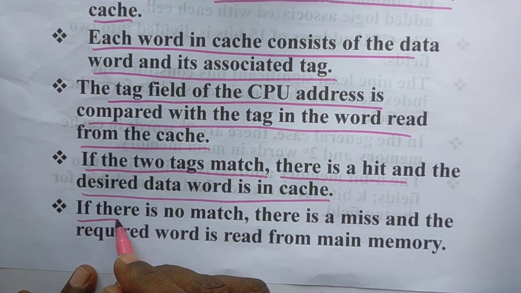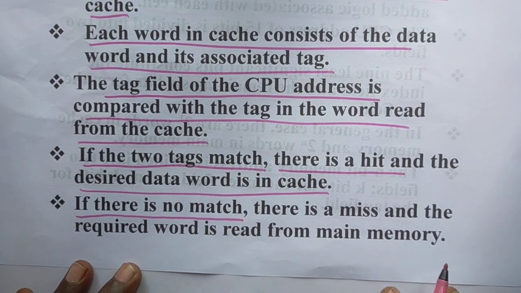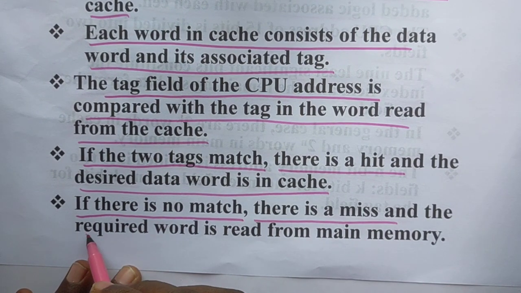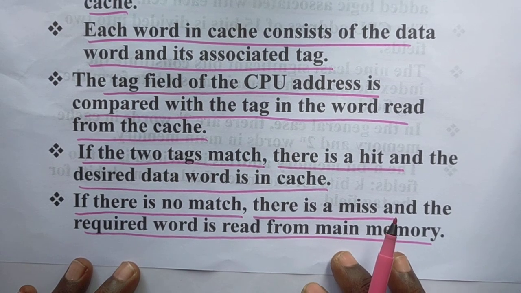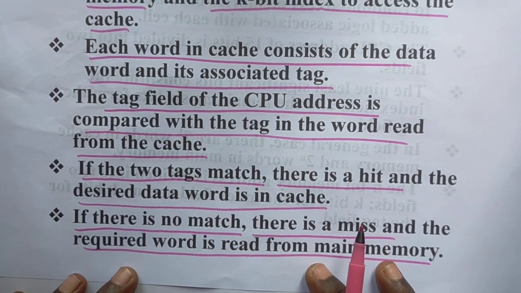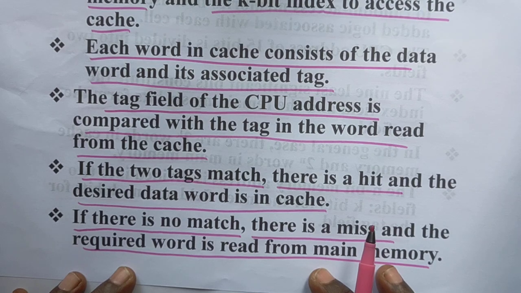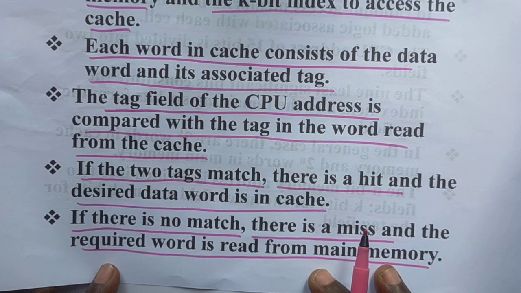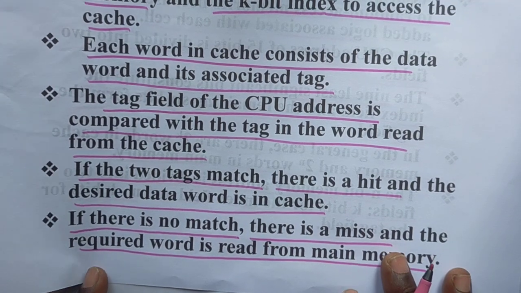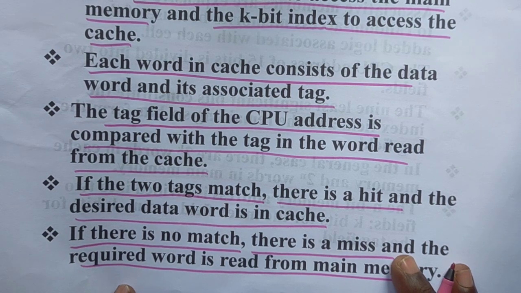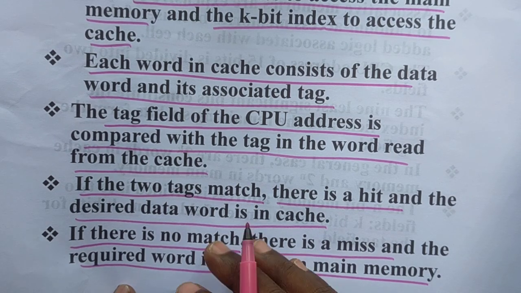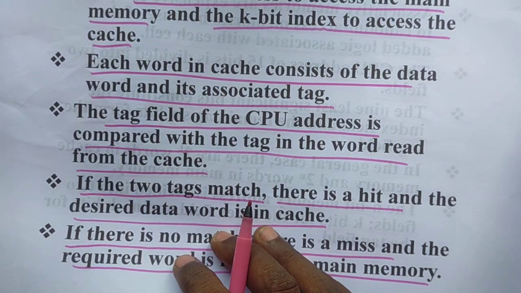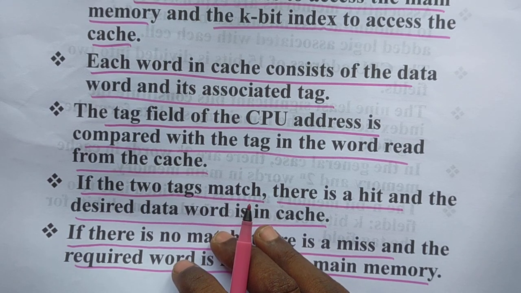If there is no match, that means the tag is not matched, then there is a miss and the required data is read from main memory. Suppose the tag is not matched, that is a miss and the CPU's required data is collected from main memory. Okay, this is the basic concept. The important part of direct mapping is the tag. Once a tag is defined, every piece of data is compared with the tag. That is the main part of direct mapping.